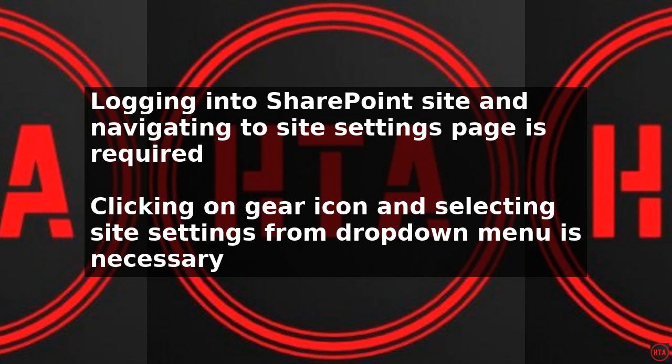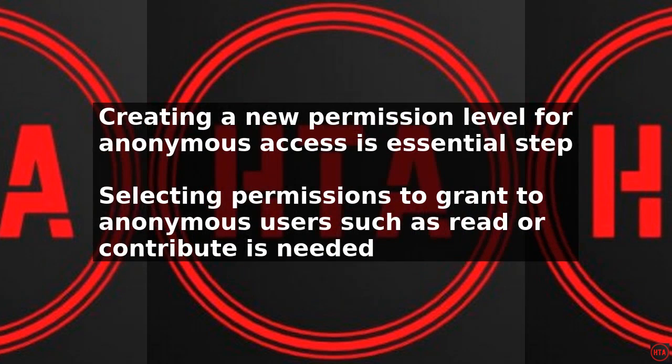Start by logging into your SharePoint site and navigating to the Site Settings page. You can do this by clicking on the gear icon in the upper right corner of the page and selecting Site Settings from the drop-down menu. In the Site Settings page, click on Site Permissions and then click on Permission Levels.